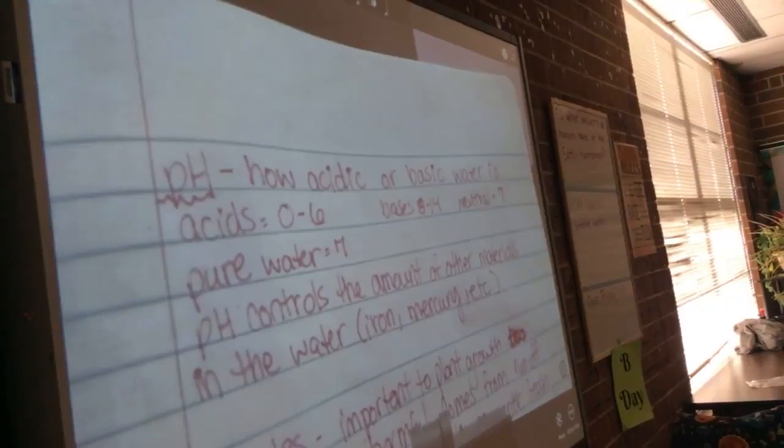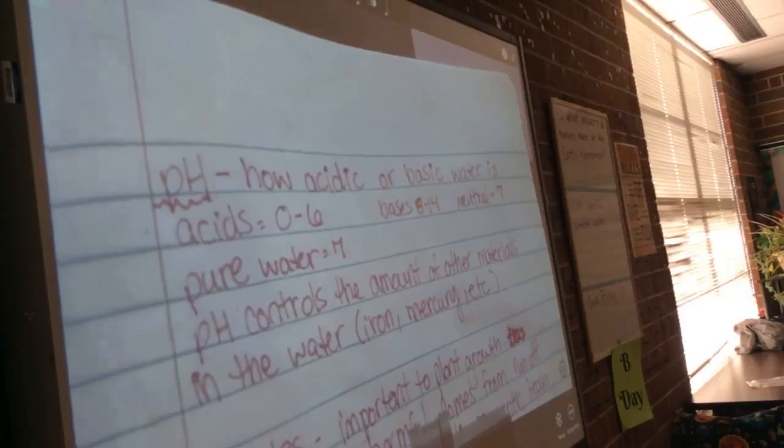All right, pH. This should not be new stuff that we're putting in your notebook right this second. This should be review. We've already talked about pH. pH is how acidic or basic a substance is. And just a reminder, if you take a pH reading and it comes up 0 to 6, that means it's an acid. If it comes up 8 to 14, it's a base. And if it's 7, it's neutral.